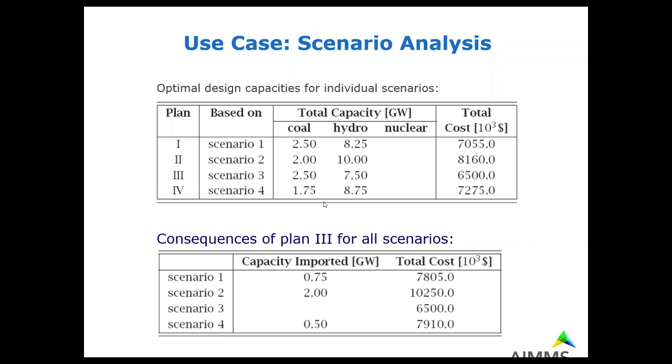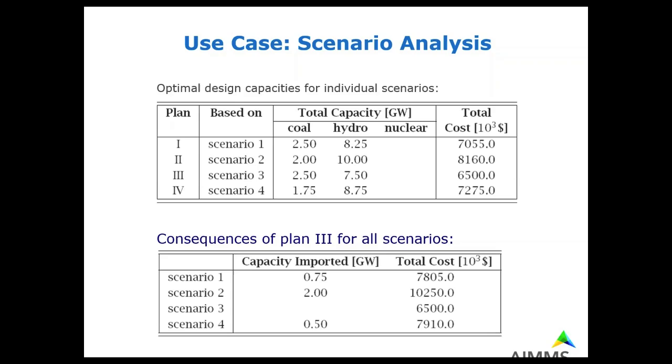What we can notice here is that nuclear power is not used at all in any of these individual scenario solutions. Also, in some scenario solutions, we may need to import additional capacity, while in other scenario solutions, not. So if we evaluate, for example, plan 3, based on scenario 3 data across all the other scenarios, then we see that in some situations we would need to import and in other situations not.